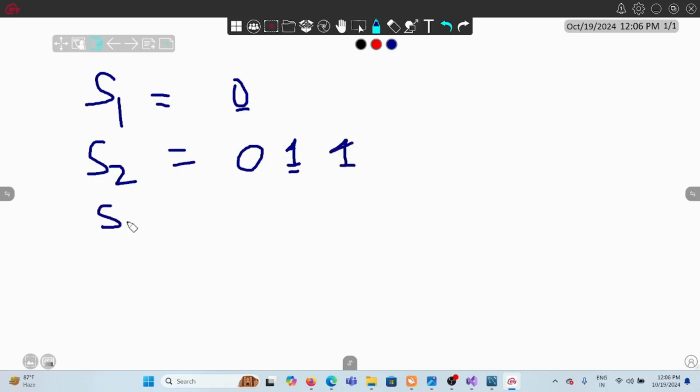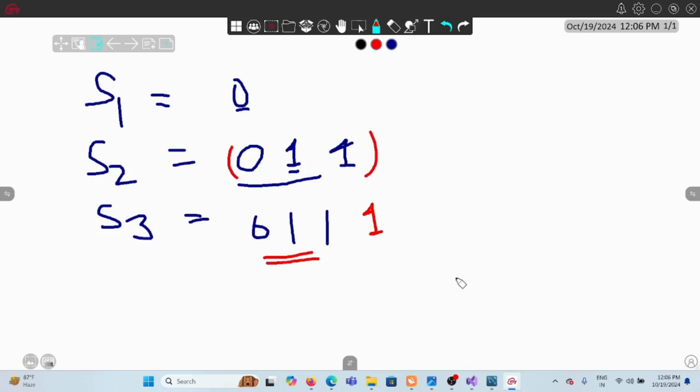Now let's say if I want to make the S3, what would be S3? First of all, we will put this entire string as it is, so this would be 0, 1, 1. Then we would be putting here 1, adding the 1 after the original string of the previous step. And then we have to first of all reverse it. So after reversing, it will look like this, 1, 1, 0.